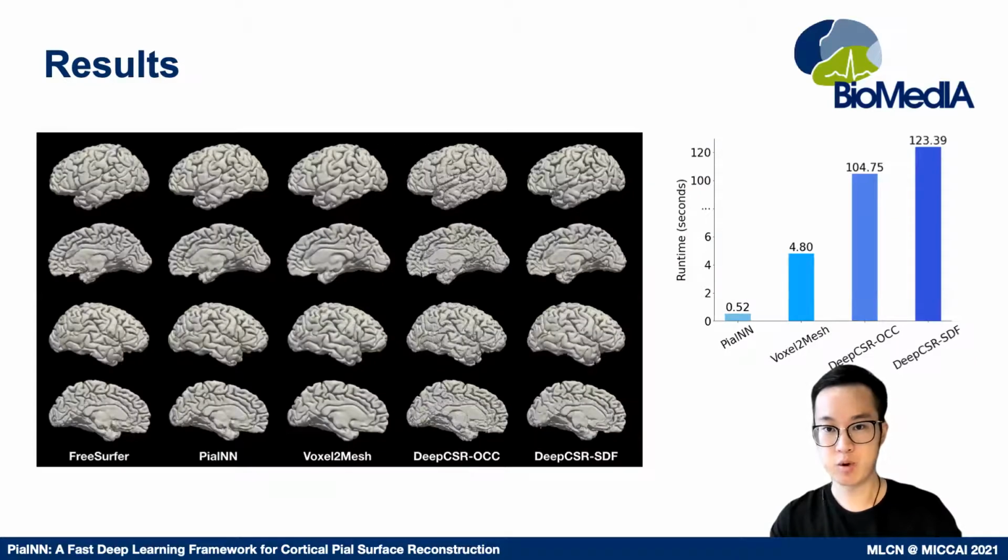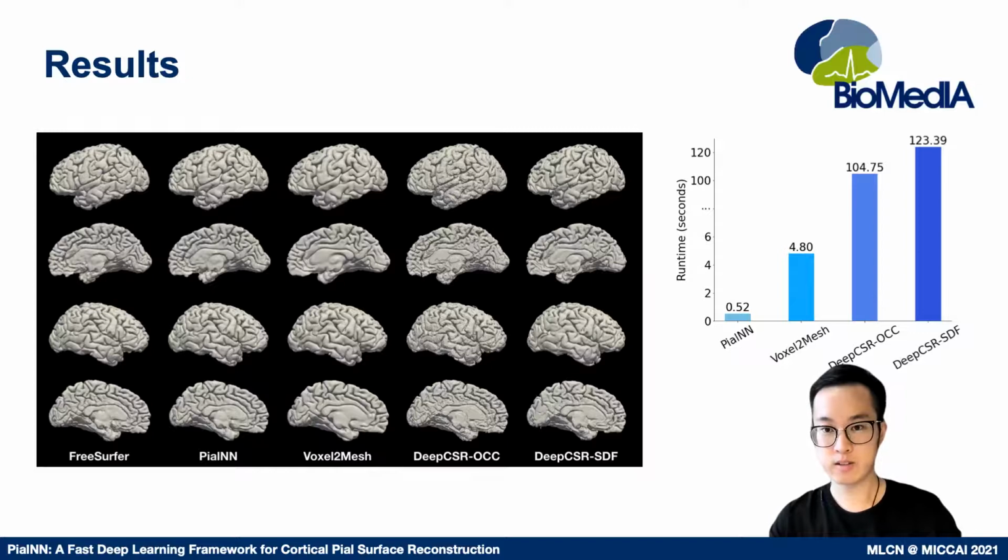The left figure provides the comparison of our framework with other state-of-the-art deep learning baselines, such as Voxel2Mesh and DeepCSR. The results show that Voxel2Mesh tends to oversmooth the surface, and DeepCSR sometimes fails to distinguish two close gyrus regions.